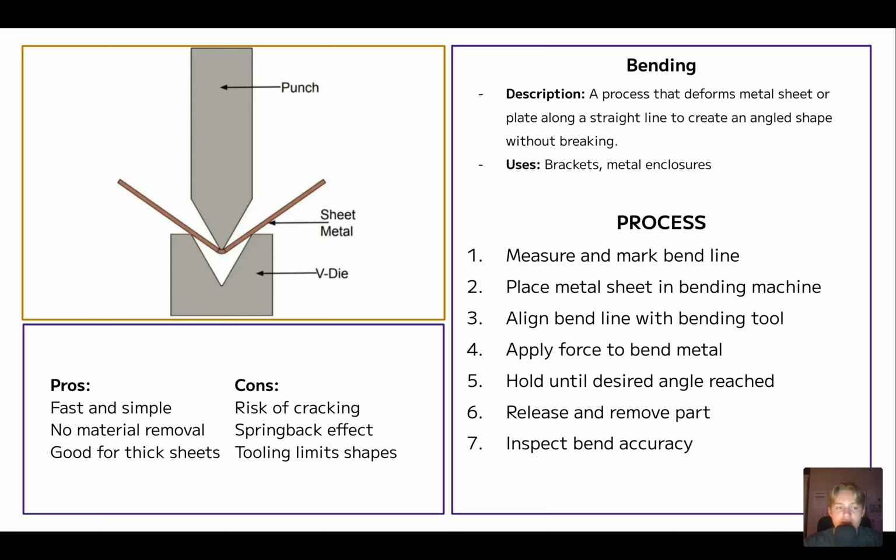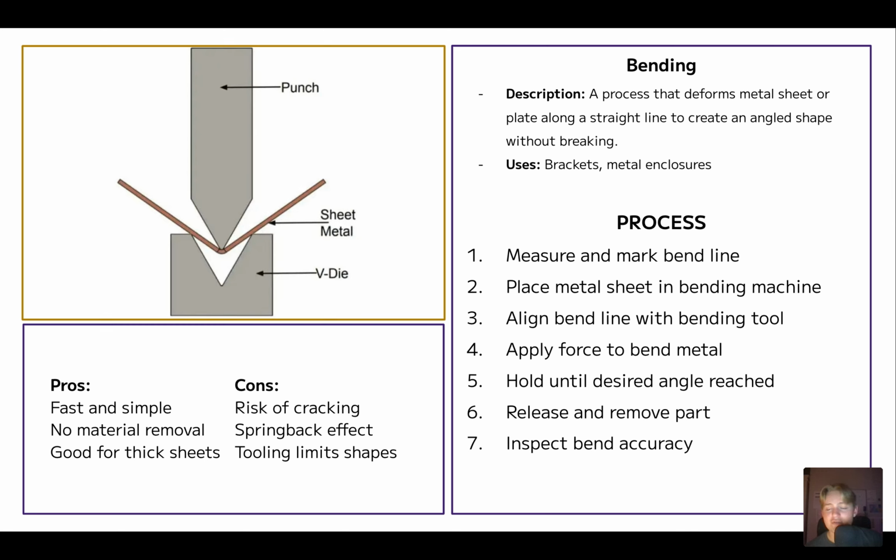So the process, let's start with the pros and cons. The pros of it is that it is very fast and very simple. There's almost no material that you need to remove afterwards, which means less waste. And also, it's good for thicker sheets of material because we're not having to cut it necessarily. It's not like a die cutting process. We can bend thicker pieces of material with this.